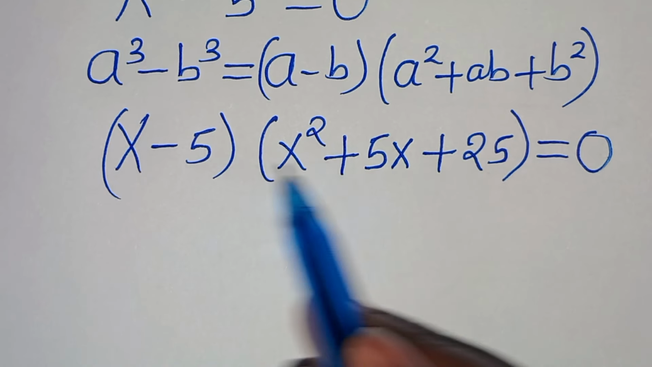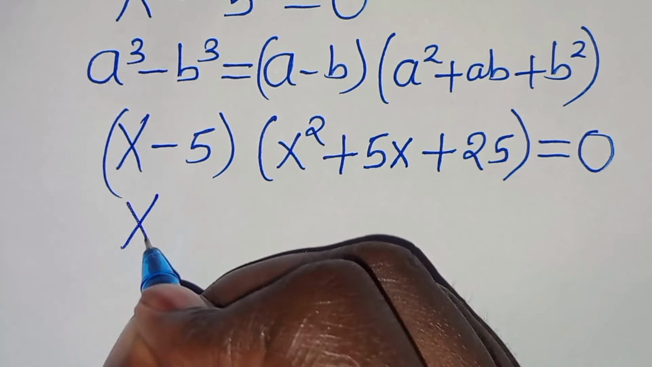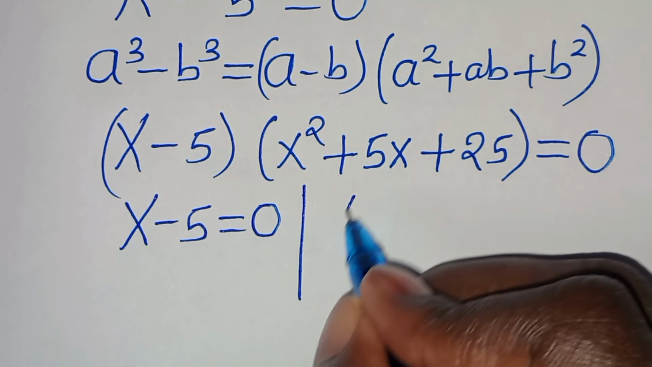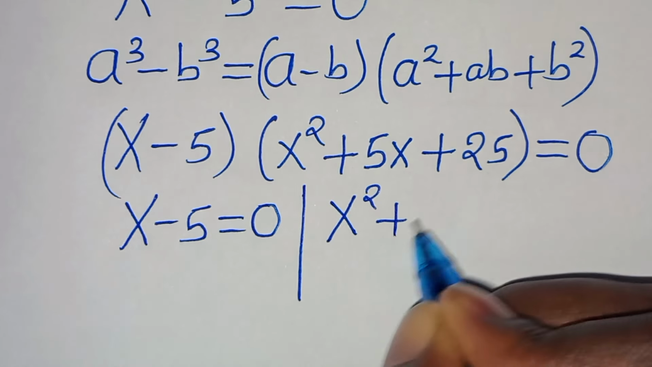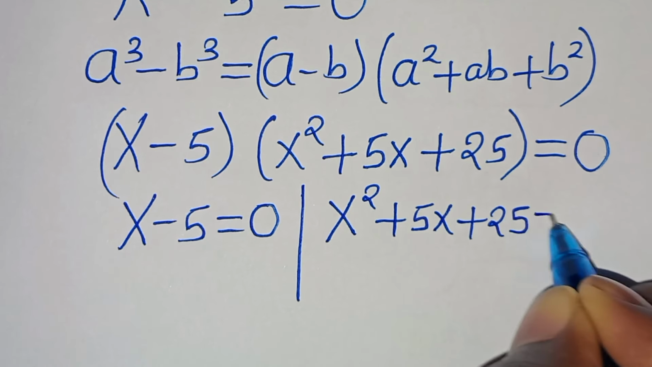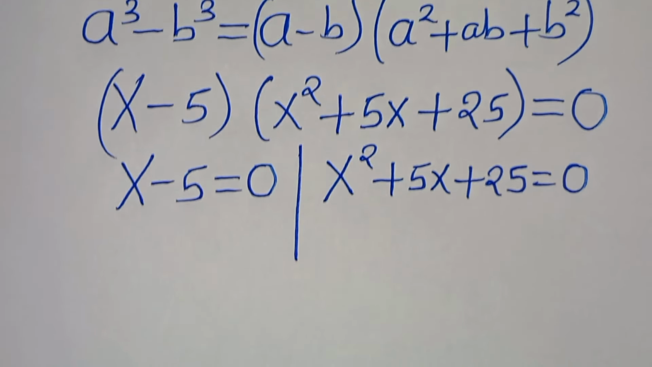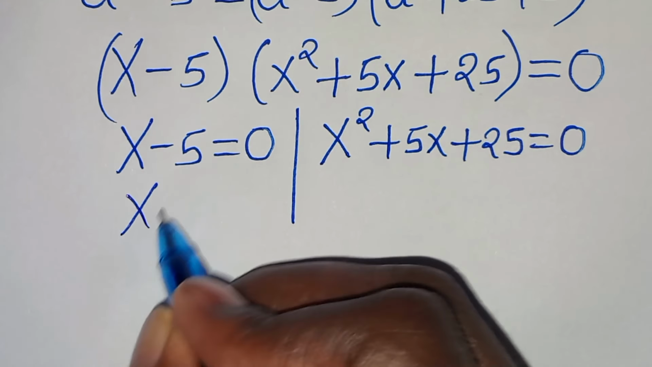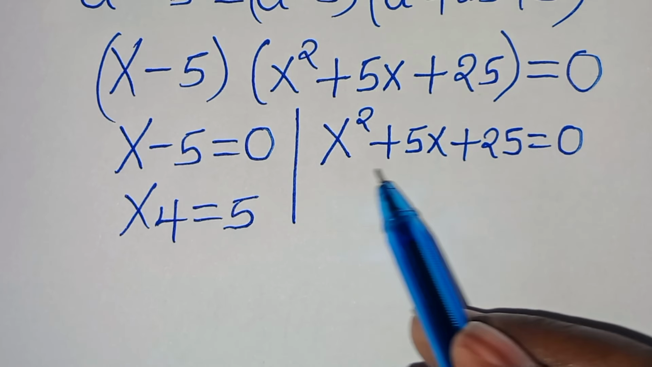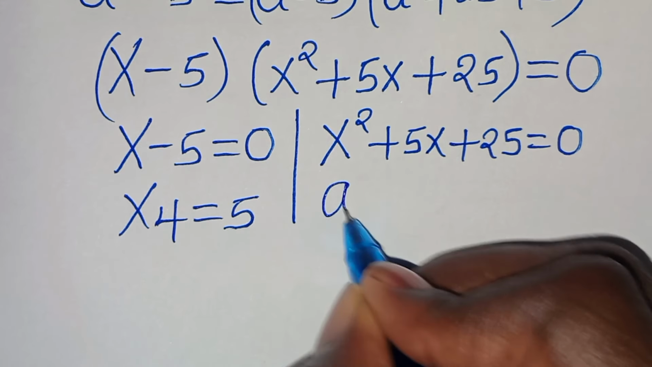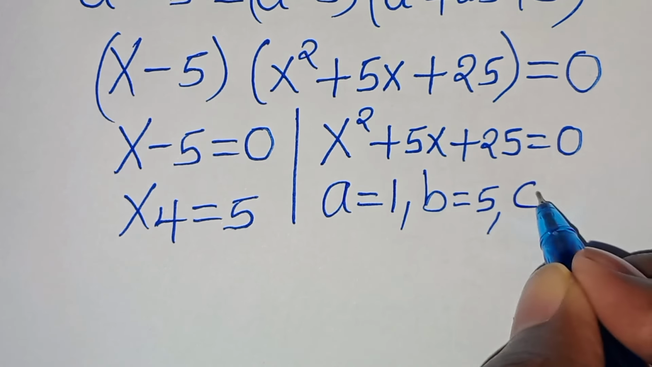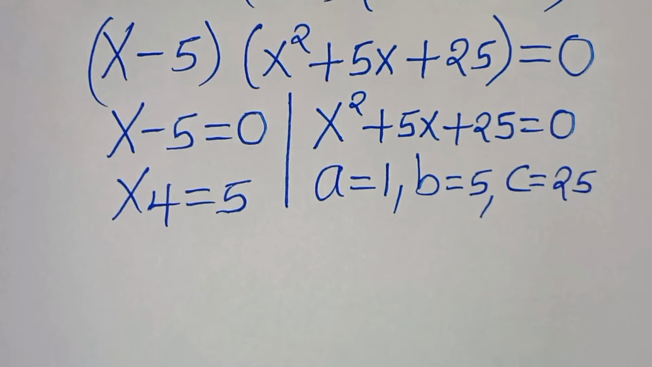So we have got two parts here. The first part is x minus 5 equal to 0. And we have x to the power of 2 plus 5x plus 25 equal to 0. So we have got x4 equal to 5. And here we have a quadratic equation, where a is equal to 1, b is equal to 5, and c is equal to 25.